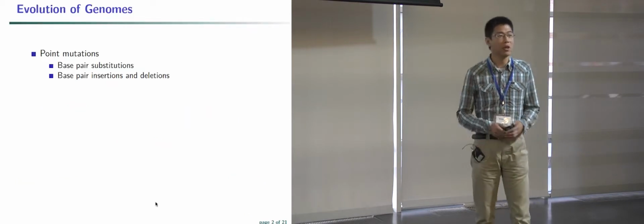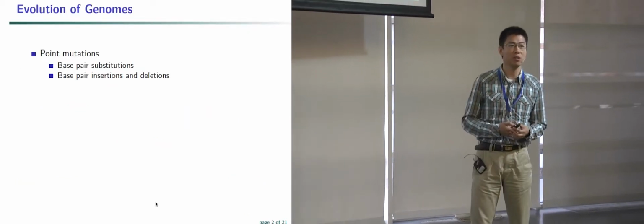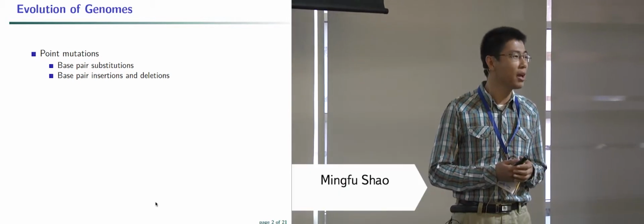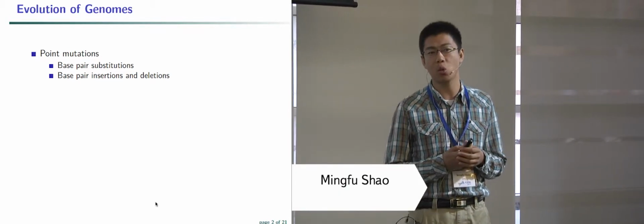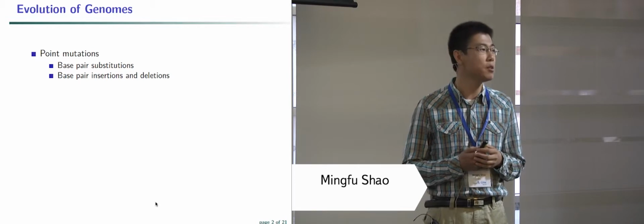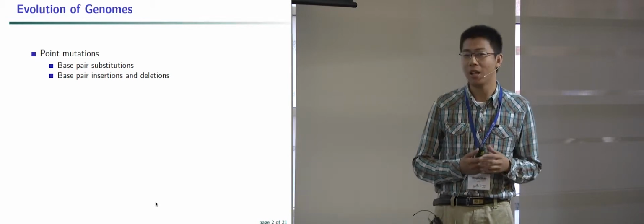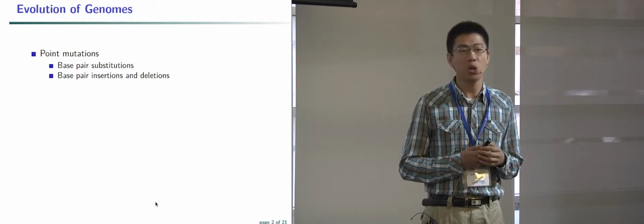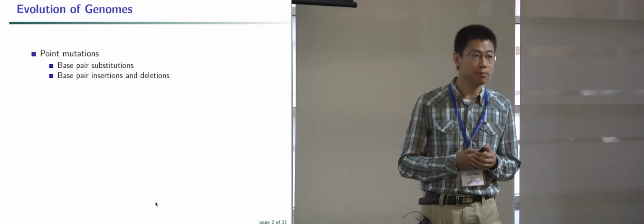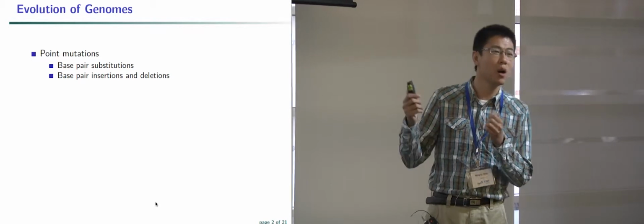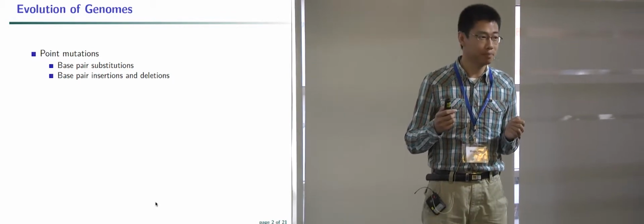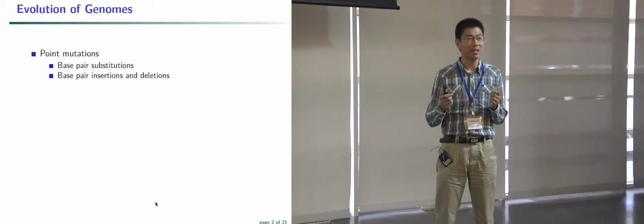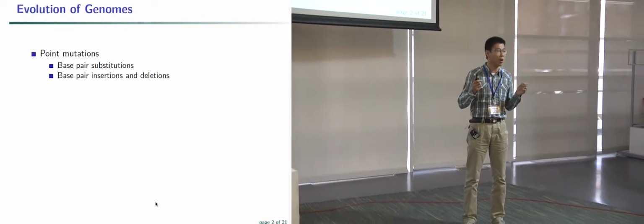So the story starts from genome and evolution. We know that usually a genome contains several chromosomes, and each chromosome is a long sequence of base pairs of A, C, G, and T, and some genes may be located on the chromosomes. During the time of evolution, some base pairs may change into other base pairs, and some may get deleted or inserted. We call them point mutations.